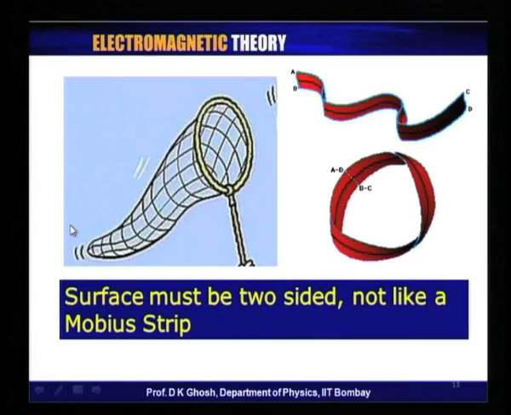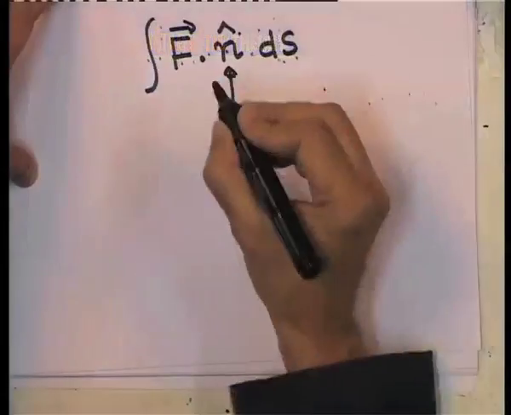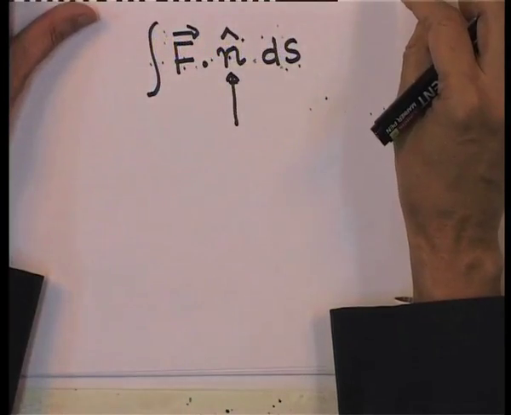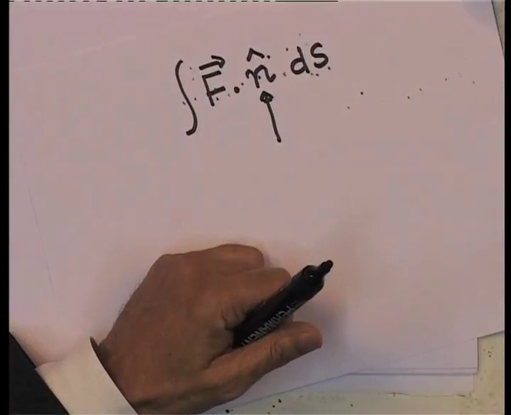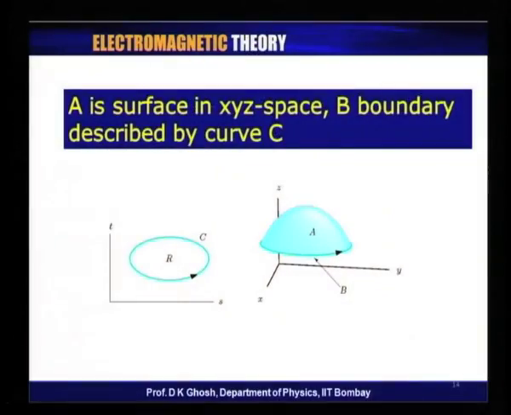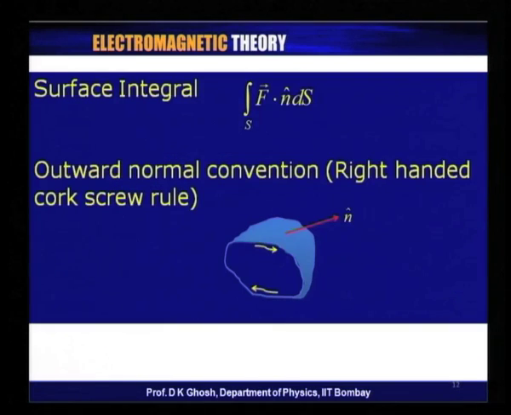Now, when that happens, the direction of this n, it is a unit vector, which is perpendicular to the surface. It is not a constant vector. It changes from point to point. So, for example, you are at this point. Draw a perpendicular at that point and draw it outward. Now, what is meant by outward? Because after all, the outward needs to be defined.